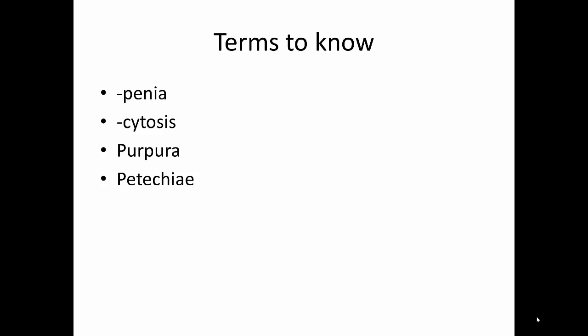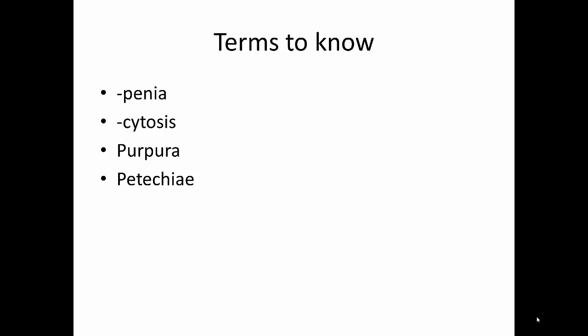So if I have erythrocytopenia, what does that mean to you? So you have to break down the word. Erythrocyte is, hopefully you said red blood cell. So erythrocytopenia is low red blood cells. Whereas erythrocytosis is going to mean overproduction or production of red blood cells.